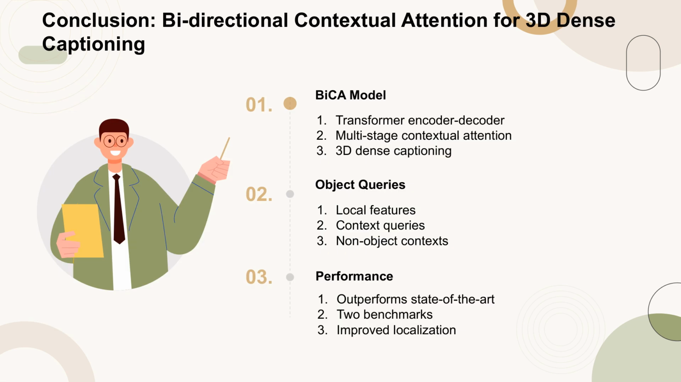The BICA model is a novel end-to-end transformer encoder-decoder pipeline designed for 3D dense captioning. It incorporates multi-stage contextual attention to enhance its performance. BICA uses object queries to capture local features of individual objects, and context queries to include non-object contexts in the 3D scene. This dual approach allows the model to consider both object-aware context and context-aware object features, improving both localization and captioning accuracy. The model's effectiveness has been validated by its superior performance across all metrics on two major benchmarks for 3D dense captioning, outperforming the current state of the art.